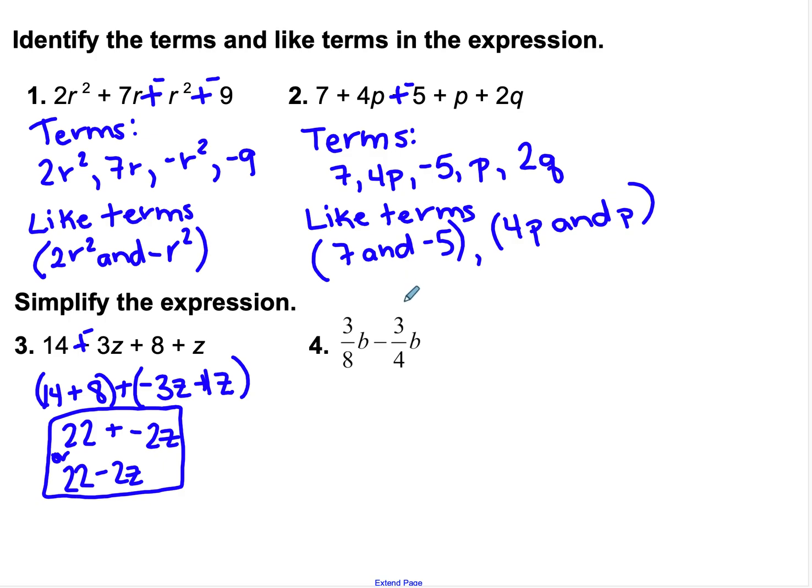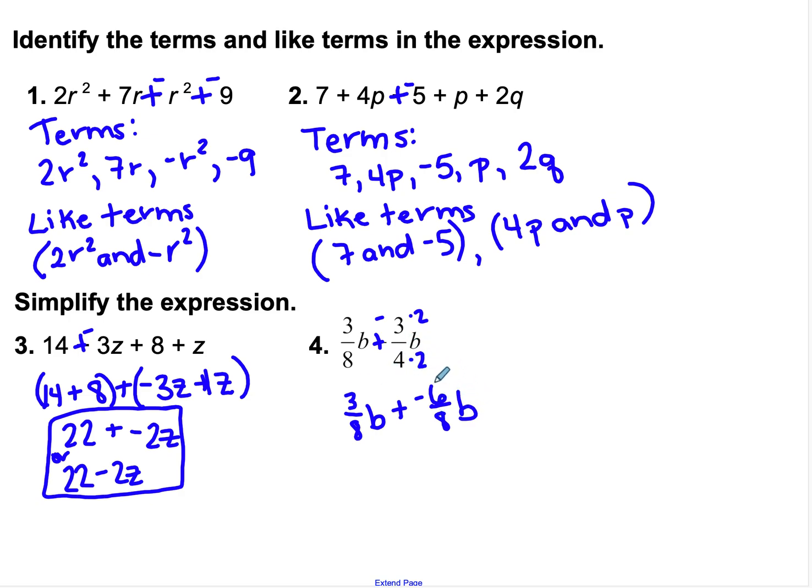All right, and then number 4, 3/8 b minus 3/4 b. Boom, change to addition. Boom, change the sign. I need to find a common denominator. I'm going to use 8ths, which means I'm going to multiply the 3/4 by 2 over 2. So I have 3/8 b plus negative 6/8. Negative 3 times 2 is negative 6. 4 times 2 is 8b.